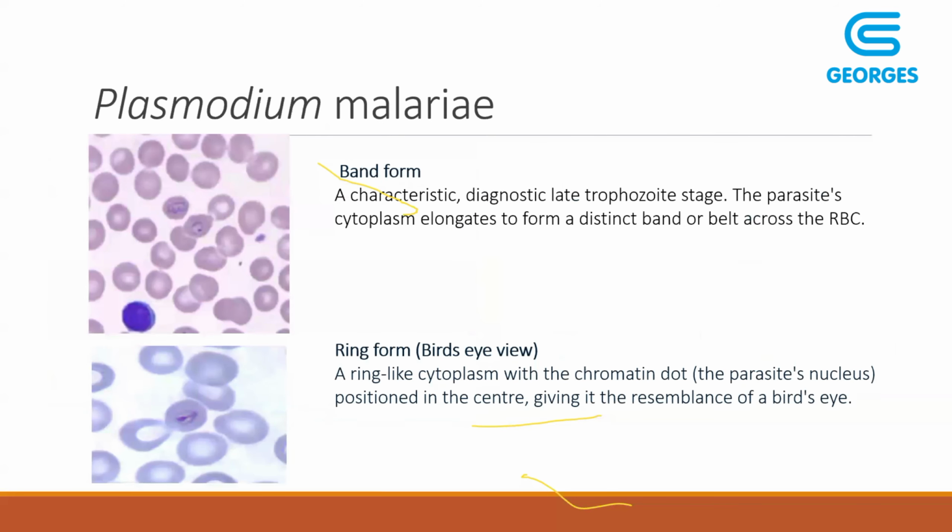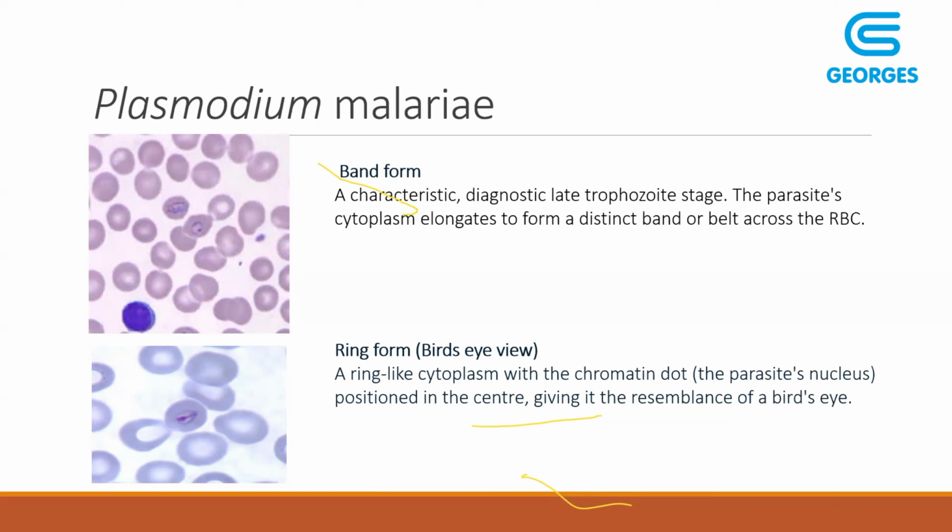Then Plasmodium malariae. We can look at the band form. We have two images here. The top image, at the center, we can see two parasites. One is the ring form, and the other one is the band form. So you can see the band form, it's like it crosses in the middle of an RBC. That is the classical presentation of a Plasmodium malariae.